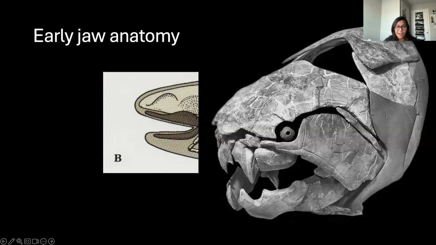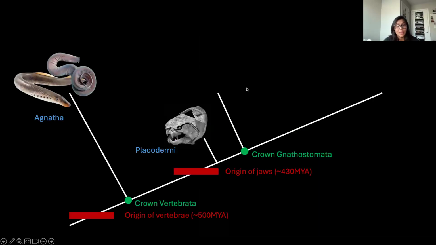And unfortunately, we have no modern correlates for acanthodians or placoderms because they went extinct as well. But we can add them to our little tree that we're working on here. So here we see the origin of jaws, the placoderms and the acanthodians come off here. And then we share a common ancestor with these guys.